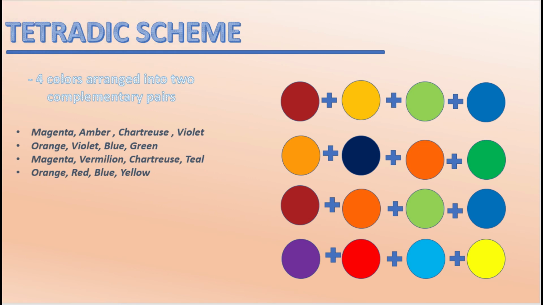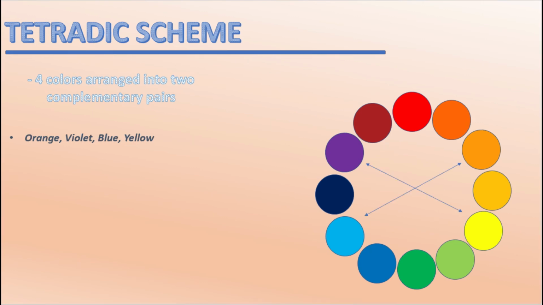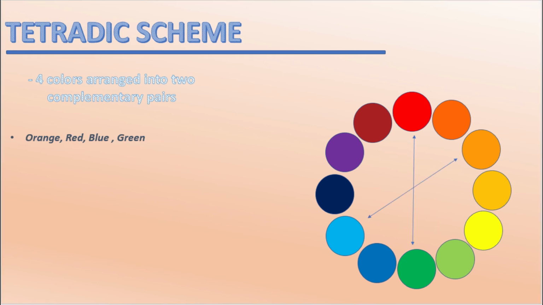Tetradic color. Tetradic color schemes form a rectangle on the wheel, using a combination of four colors that consists of two sets of complementary colors, for example, purple and blue-green mixing with yellow and red. This works best when one color is dominant while the other serves as an accent.